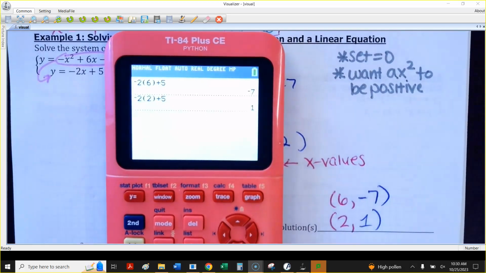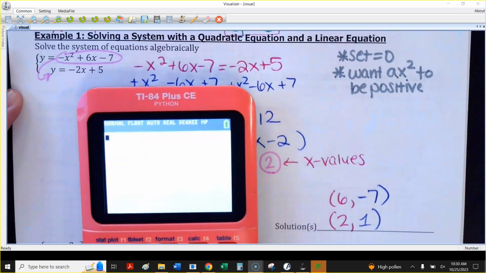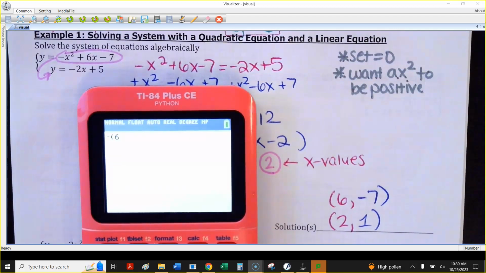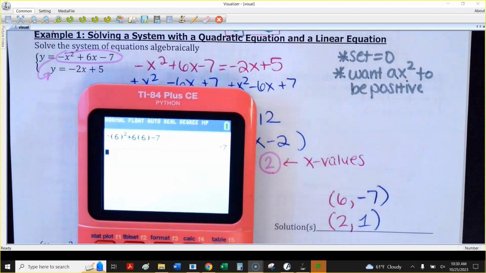If you do want to plug it into the quadratic, it should be the same number. So I'll just do the first one as an example. If I do negative and then I have x squared, let's just do the 6 as an example. 6 squared plus 6 times 6 and then -7. That still gives me the -7, so it's still the same point. So you could plug it into either one, but I would tell you it's probably faster to plug it into the line because there's less terms that you'd have to plug in. Is anybody having a question?